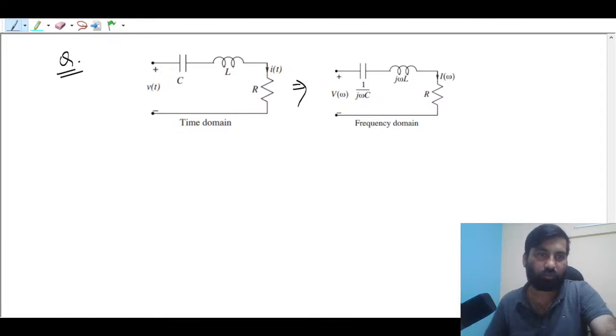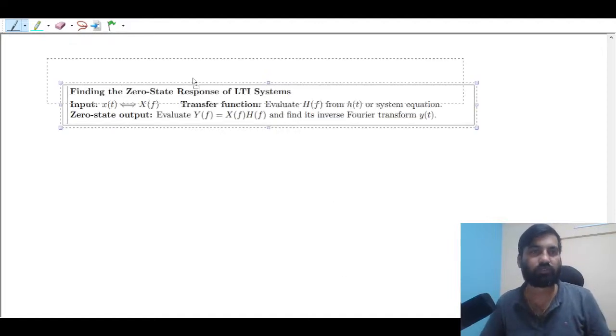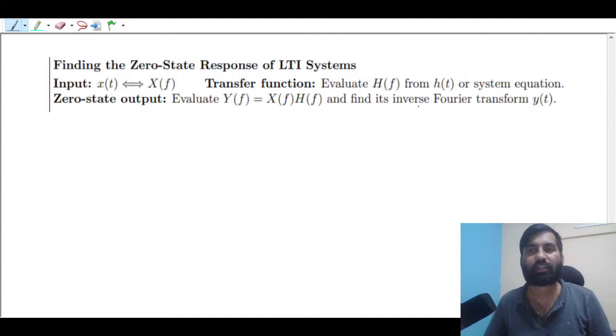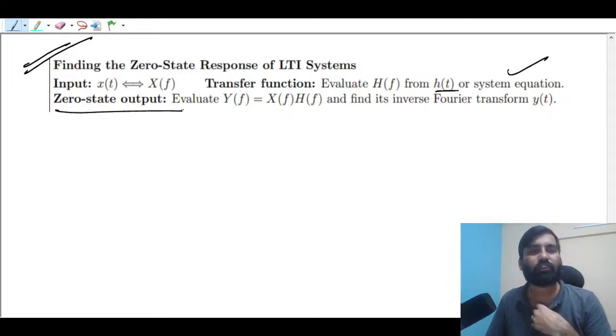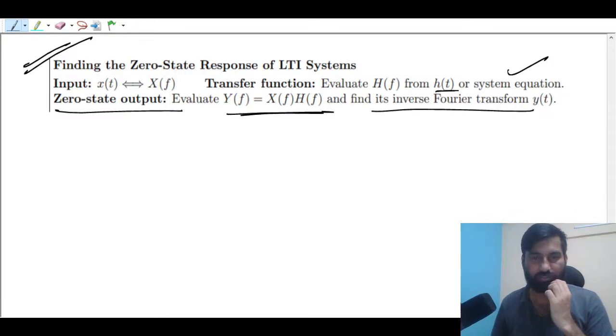So the zero state response has to be found. That is nothing but what? This is the zero state response. Please follow this technique. Simply you have to find the Fourier transform of the input, then evaluate the transfer function from the system equation, and that is the zero state output, and take the inverse Fourier. I hope this makes sense.